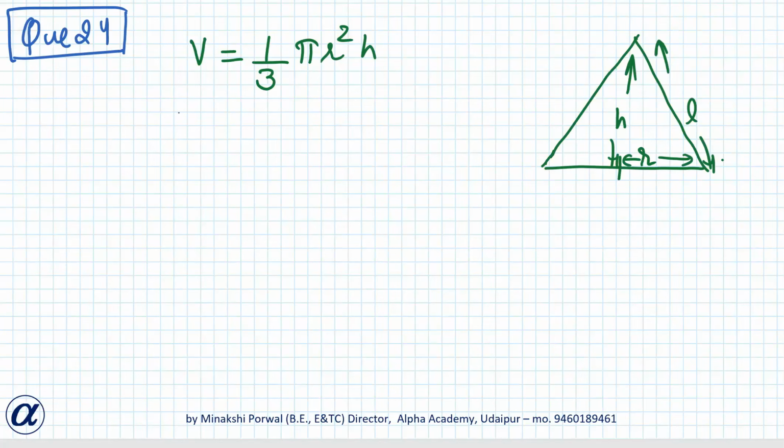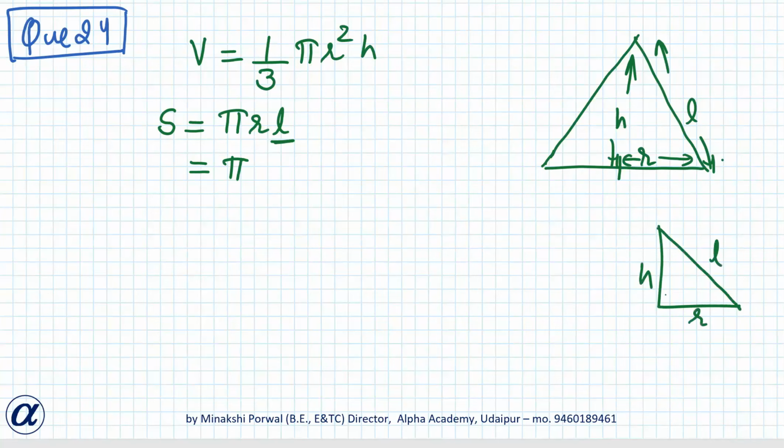Now, curved surface area. What is curved surface area of cone? So S is pi r L. Now L can be written in terms of r and h. The relationship between r, h and L is this way, and this is 90 degree. So L square equals r square plus h square. So L will be under root of r square plus h square.